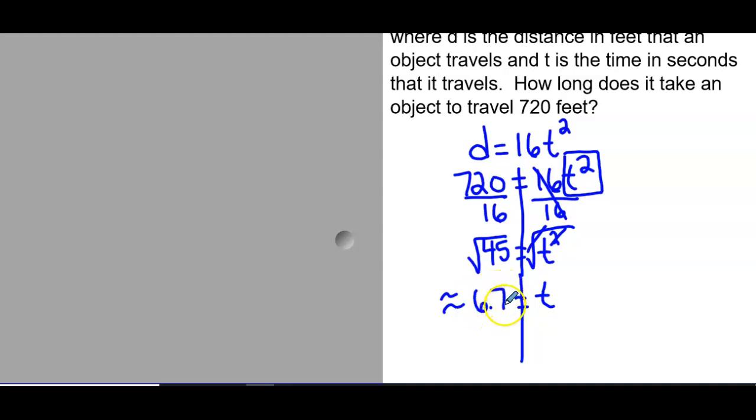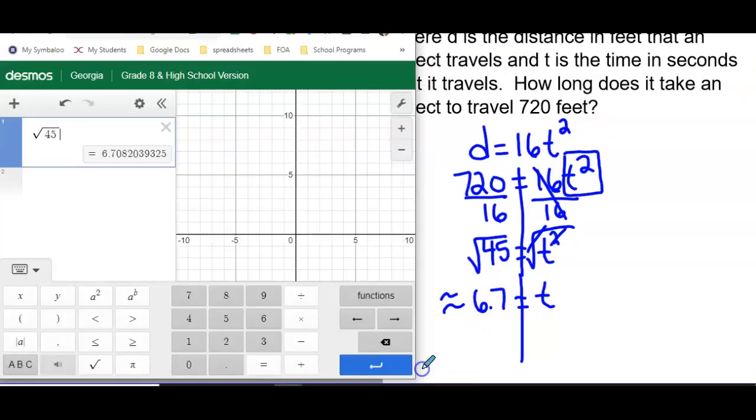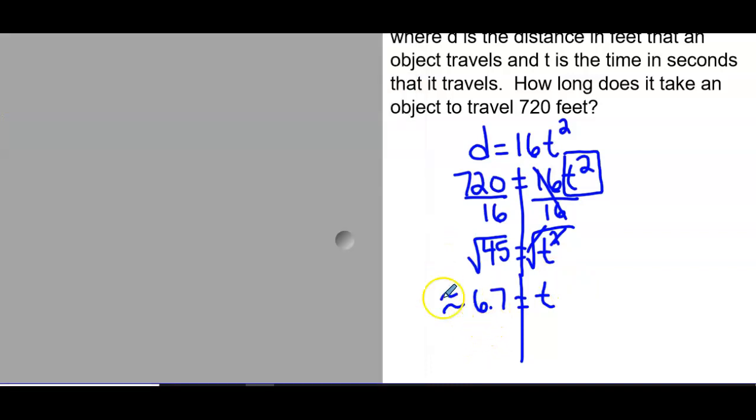Wait, was it 6.7? I already forgot. Yeah, approximately 6.7. So our answer here would just be positive 6.7 seconds. And I put the squiggly lines because that is approximately the answer, not the exact answer. If they wanted the exact answer, you would leave it as the square root of 45.